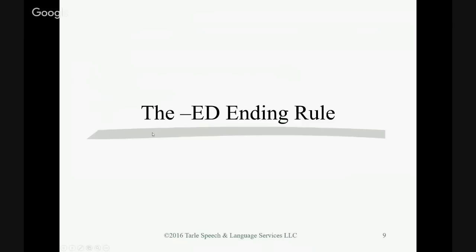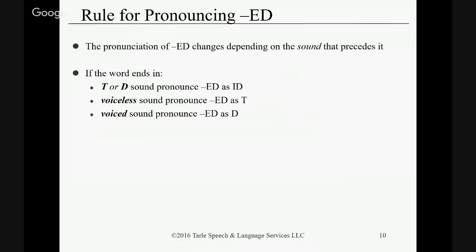Okay, there we go. My PowerPoint wasn't moving. So let's talk about this rule. How do we say the ED ending when it's added to a word? The ending changes depending on the sound that comes before it. So the sound, not necessarily the letter, the sound. So if the word ends in a T or D sound, we're going to add id. If it ends in a voiceless sound, we're going to add T. And if it ends in a voiced sound, we're going to add D.